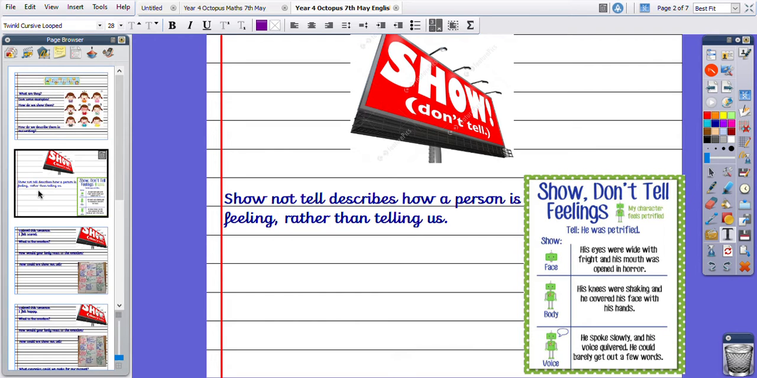So we are going to use show not tell, or show don't tell, to describe how Joe is feeling in chapter 2. Rather than telling the reader, we're going to show them. So an example, if somebody is feeling petrified or scared, it says his eyes were wide with fright and his mouth was open in horror. His knees were shaking and he covered his face with his hands. He spoke slowly and his voice quivered. He could barely get out a few words.